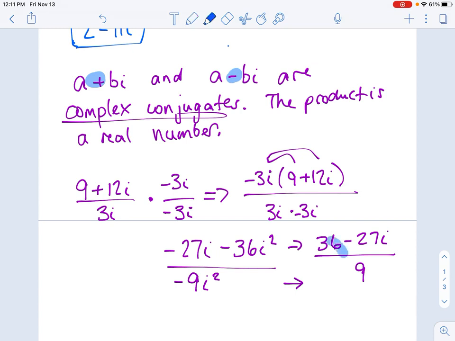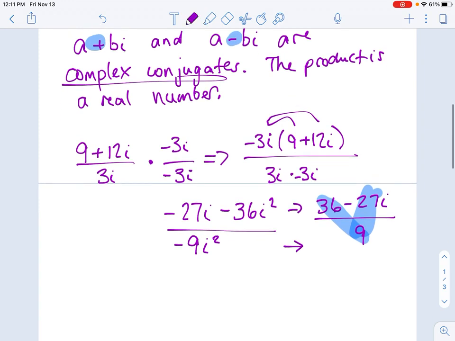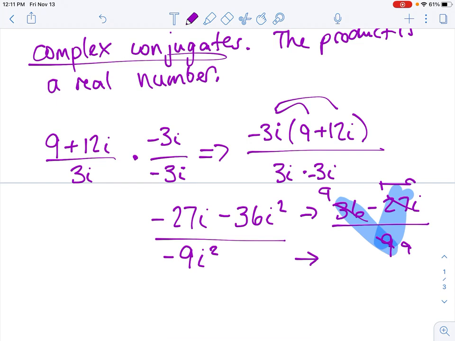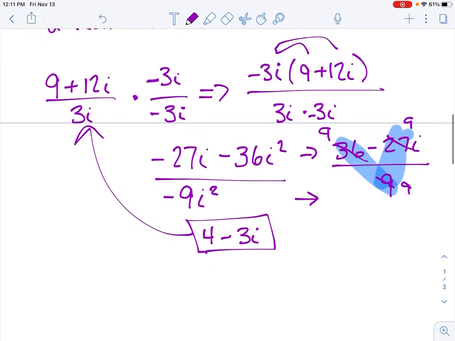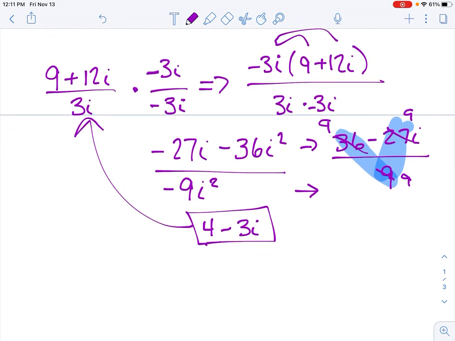Now, if you recall from a couple days ago, I told you if these can be divided, go ahead and divide them. They all have to be divisible by the same number, though. In this case, they are divisible by 9, so each of these gets divided by 9. And we ended up getting 4 minus 3i, which is actually equivalent to this guy up here, but looks much nicer. That's using our complex conjugate, just multiplying the numerator and the denominator by the opposite sign of what's currently in the denominator.